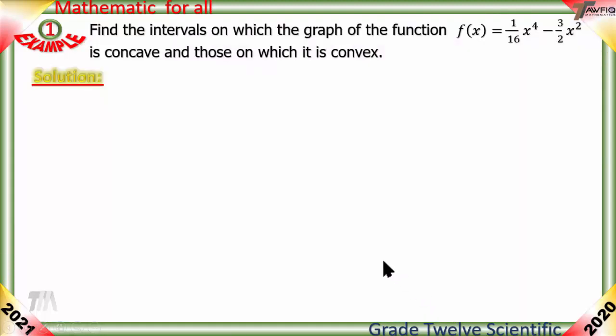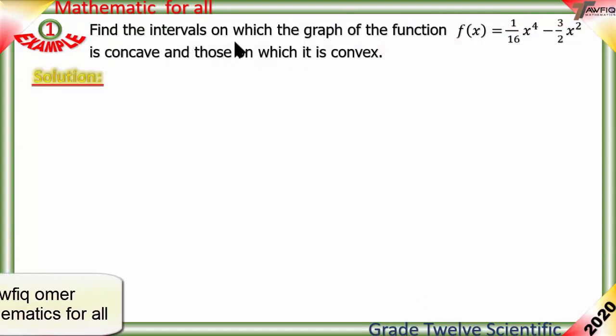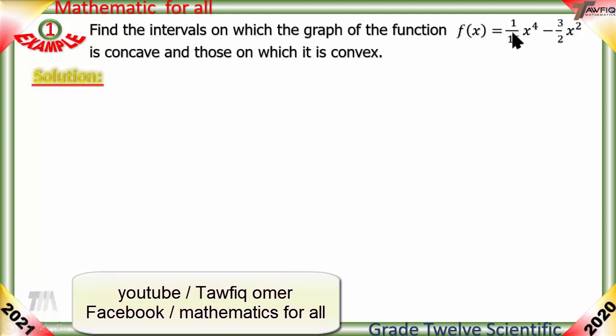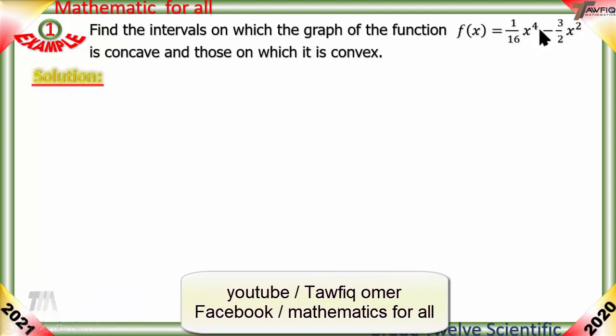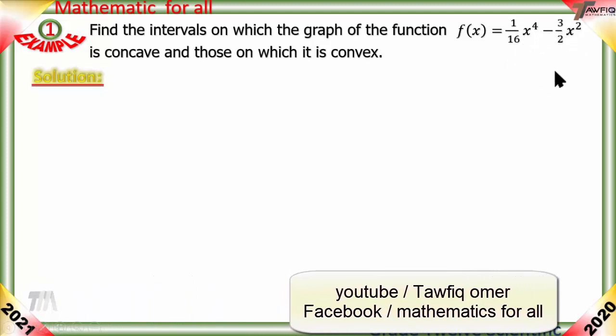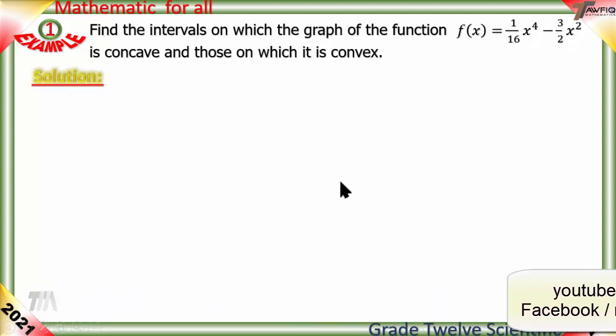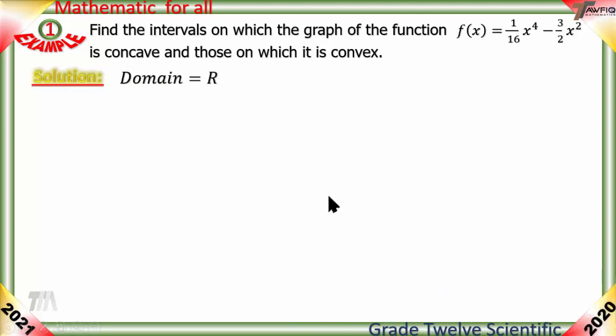Let us take the first example. Find the intervals on which the graph of the function f of x equals 1 over 16 x to the power 4 minus 3 over 2 x to the power 2 is concave and those on which it is convex. First of all, we must know the domain of this function. As you know, this is a polynomial function, so its domain is all real numbers.